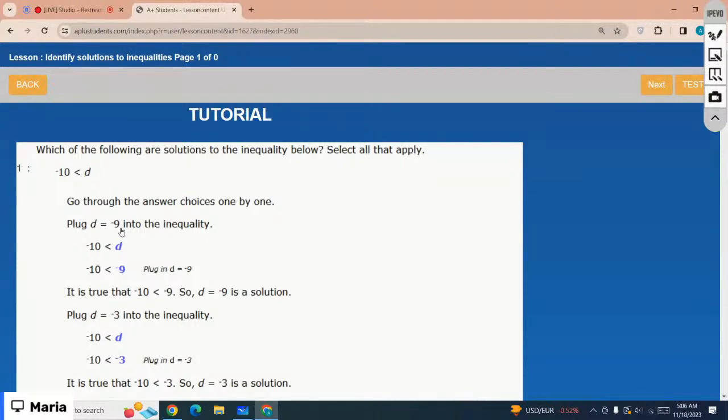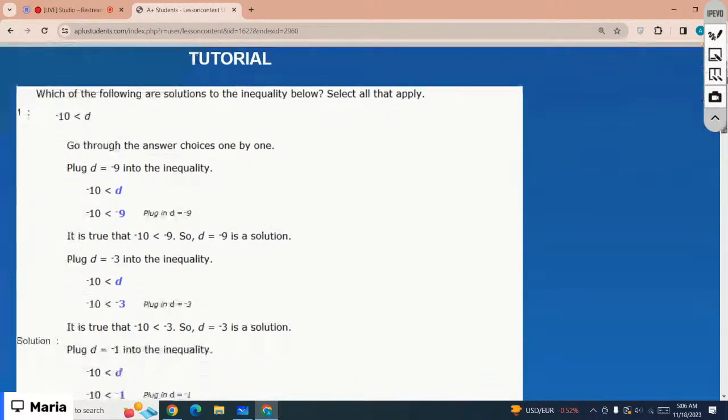The first option is d equals -9, right? The question is -10 is less than d, right? So -10 is less than -9. Yes, it is true. That means d equals -9 is the solution, right? Then the other option you are given is d equals -3. So -10 is less than -3. Yes, it is. That means d equals -3 is also a solution.